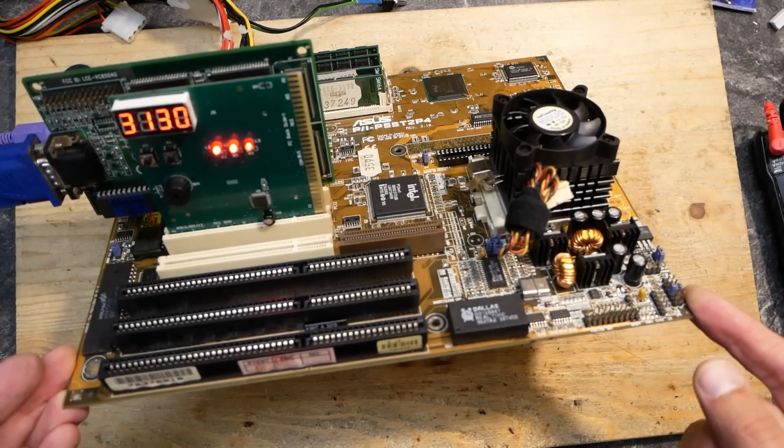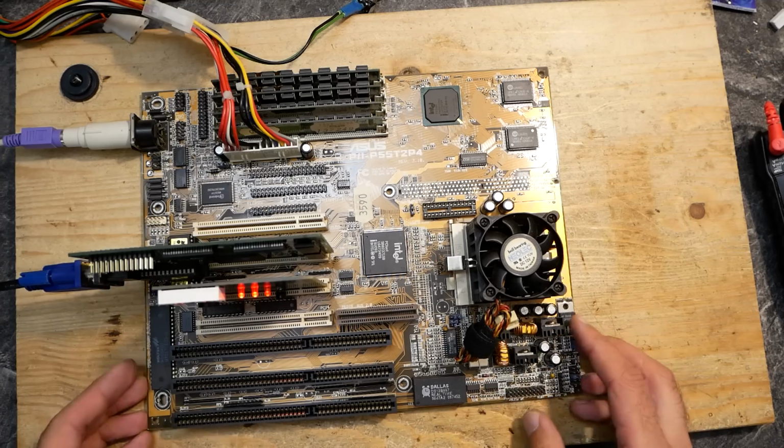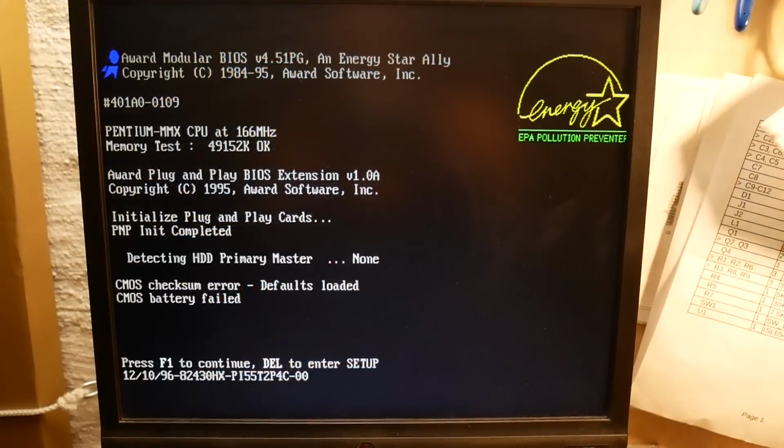Well, some post codes are running. Looks like we have a working board, at least to some extent. Yeah, there is a picture as well.